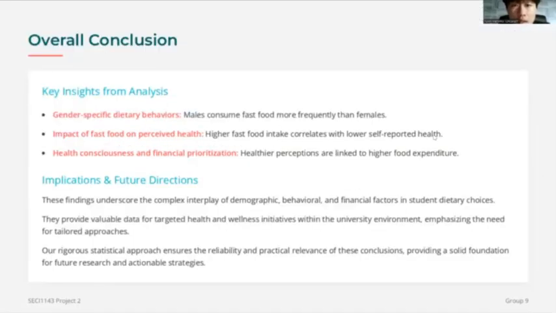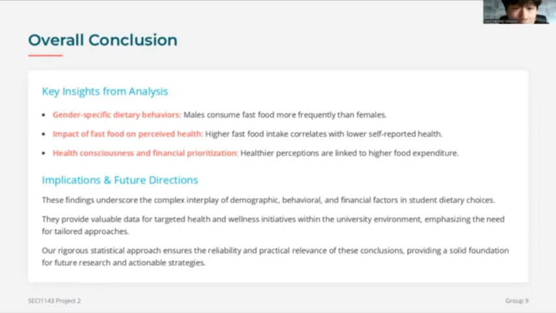In conclusion, our data analysis provides significant insights into student food consumption patterns. First, gender-specific dietary behaviors: males consume fast food more frequently. Second, the impact of fast food on perceived health: higher fast food intake correlates with lower self-reported health. Finally, health consciousness and financial prioritization: healthier perceptions are linked to higher food expenditure.